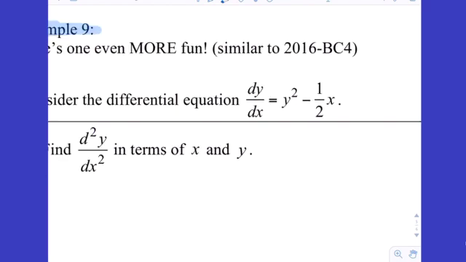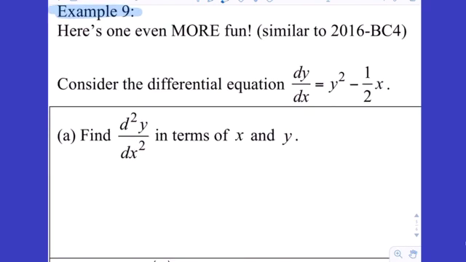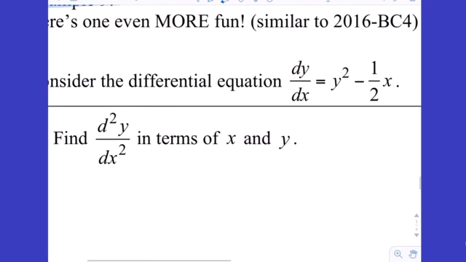All right. Find the second derivative in terms of x and y. So this is what's important. It doesn't say just find the second derivative. It says find it in terms of x and y, which means in the end, you're going to have numbers, operational symbols, and x's and y's, not dy's and dx's. Okay, so how are we going to get to the second derivative from the first derivative? Take the derivative of it.